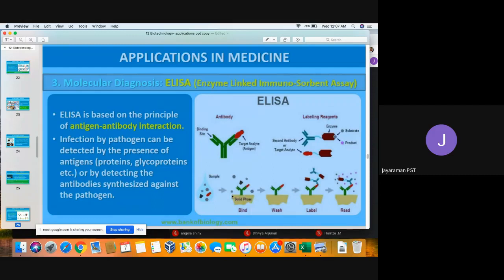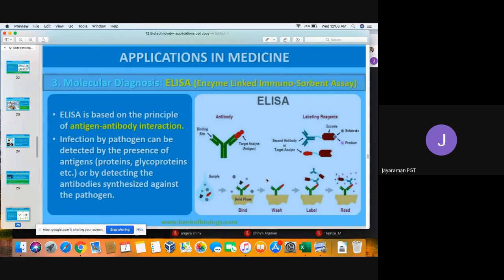For example, this is a test tube, and the bottom is coated with the antigen. The antigen is GP120, the AIDS virus antigen, or a synthetic antigen similar to GP120 can also be used, but it should be similar to the AIDS virus antigen. Then in the second stage, they wash it. The antigen is absorbed and the excess is removed.